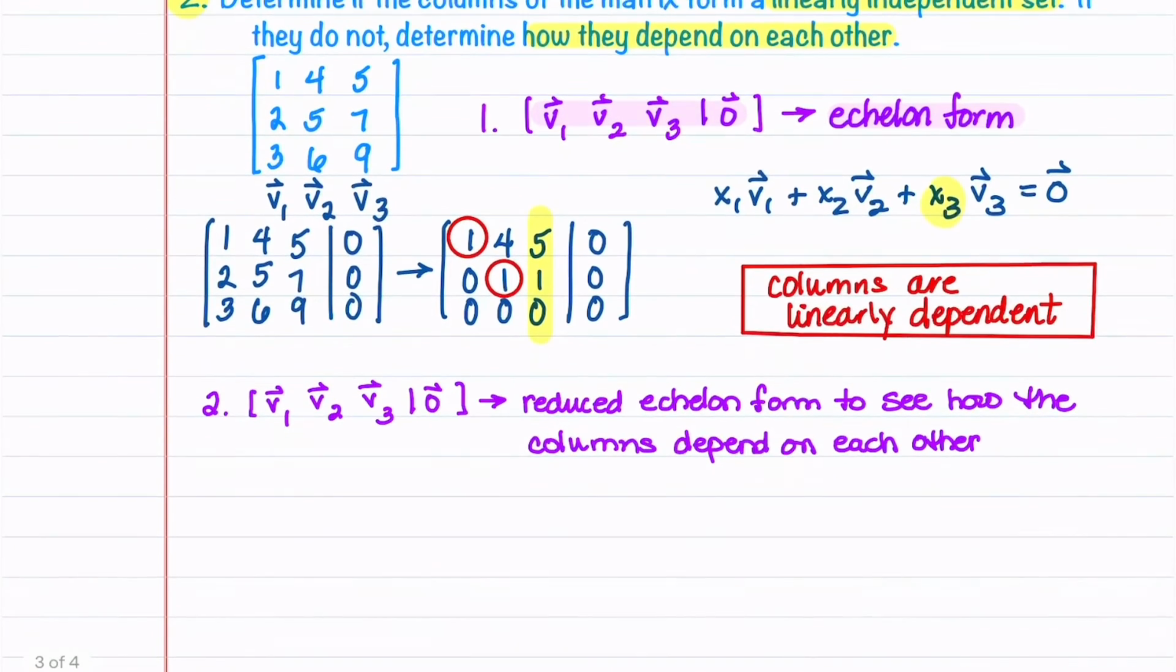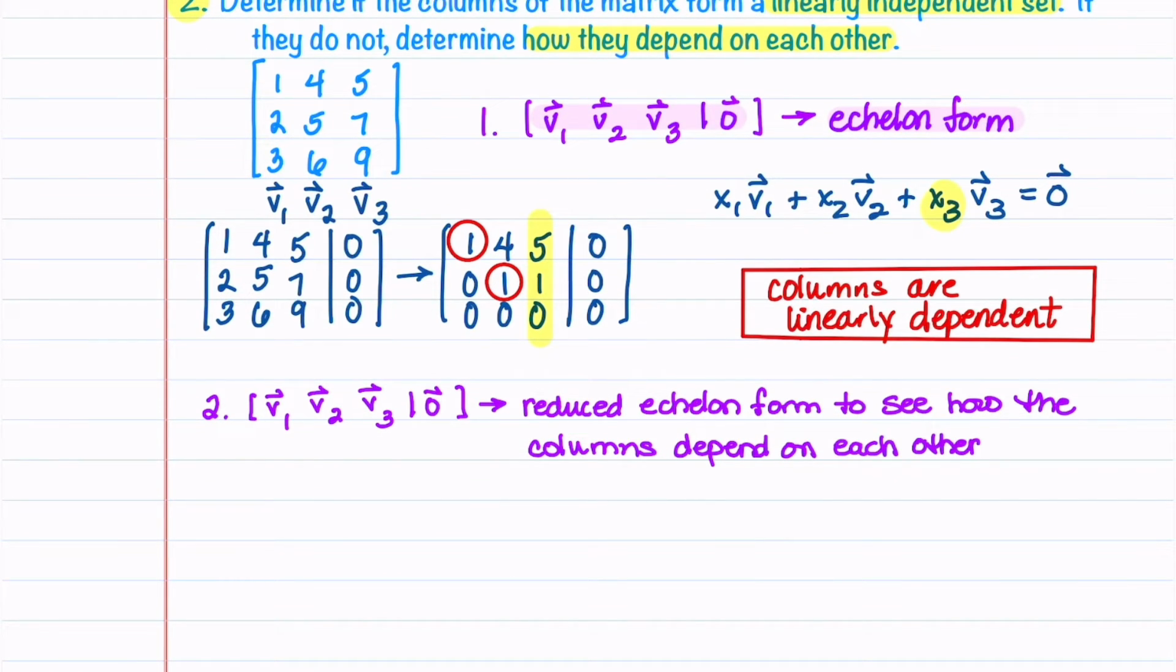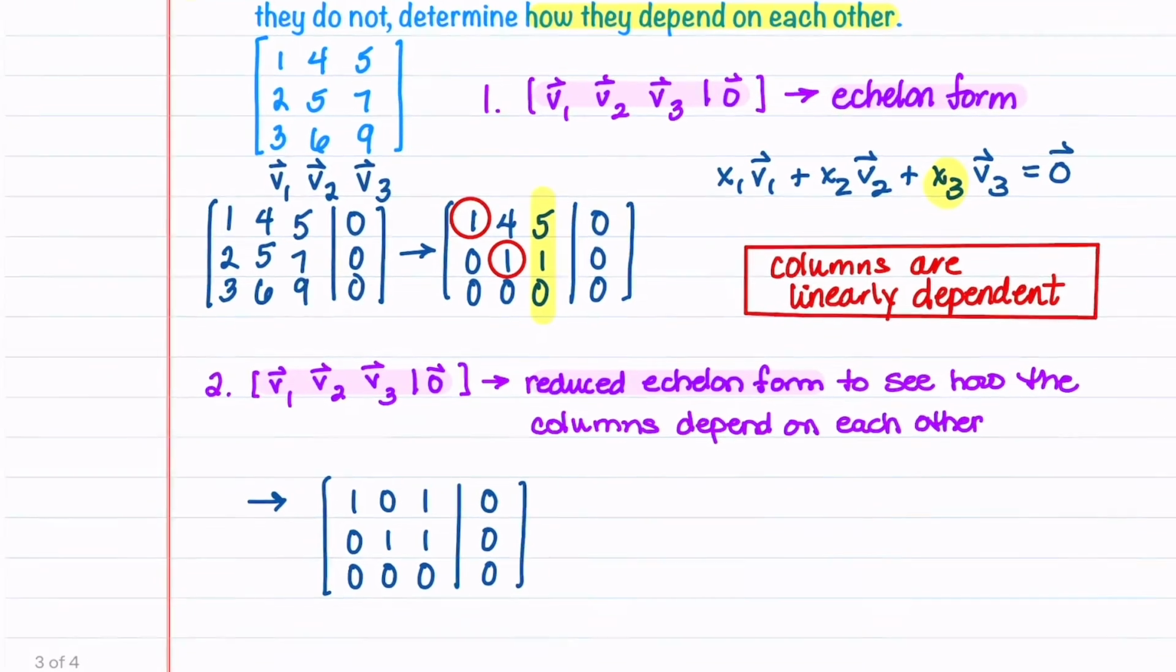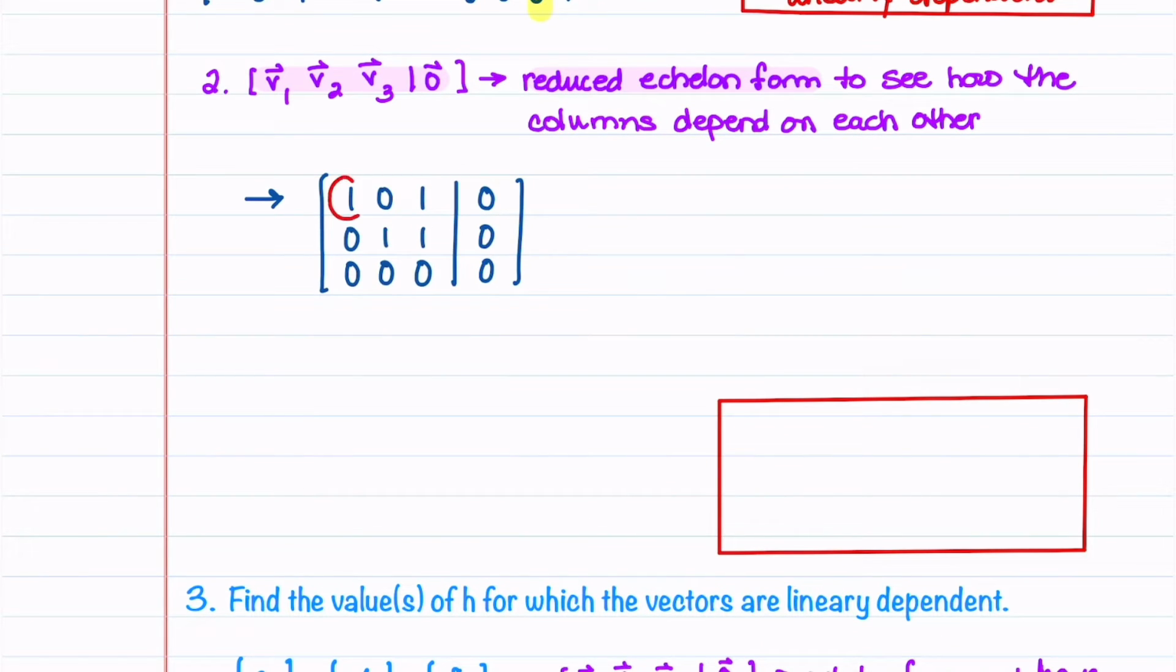To find out how the columns depend on each other, we'll take our augmented matrix and put it in reduced echelon form. I'm going to skip the steps again, and I'll just show you what our matrix in reduced echelon form looks like. It looks like this. Let's circle our pivots and then translate this augmented matrix back into algebraic form.